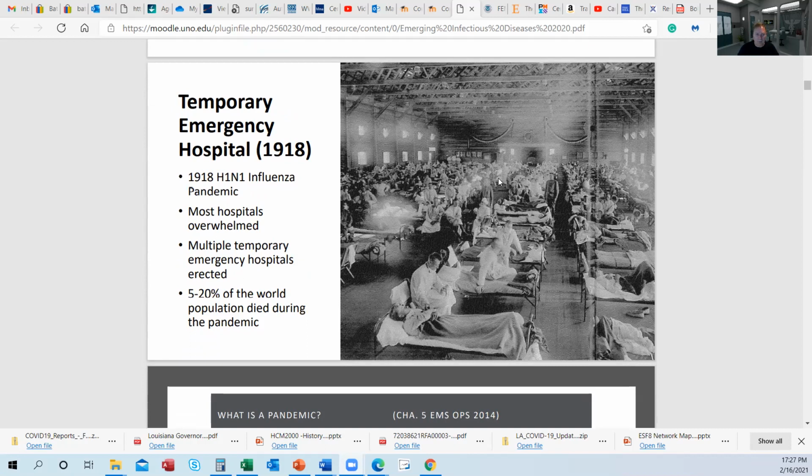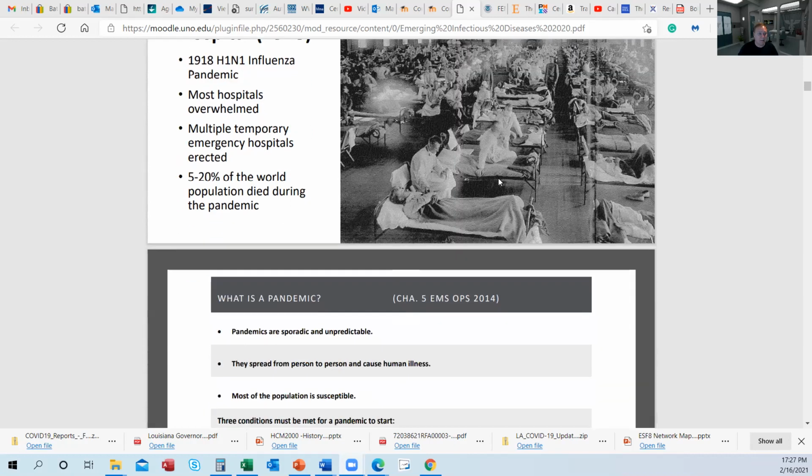Most hospitals were overwhelmed almost immediately. They developed these emergency hospitals, somewhat similar to what you saw down at the convention center. These temporary hospitals were erected. And the difference is during the flu pandemic of 1918, somewhere between 5 and 20% of the entire world population died during the pandemic. Obviously, COVID's not going to be that bad. It's still bad.